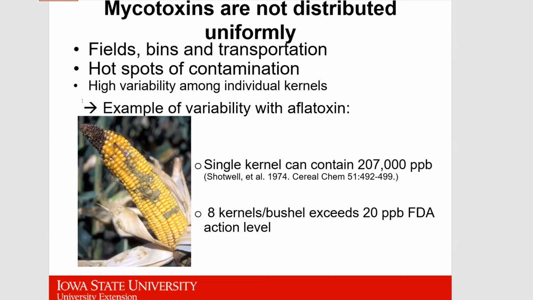And you can imagine that if you have a hot spot in a bin, you might have a lot of a particular mold and maybe a lot of mycotoxins. So it's important to get a good representative sample when you're sampling for these tests throughout the bin or throughout the sampling or throughout the collecting of the grain in order to see what overall you might be dealing with.